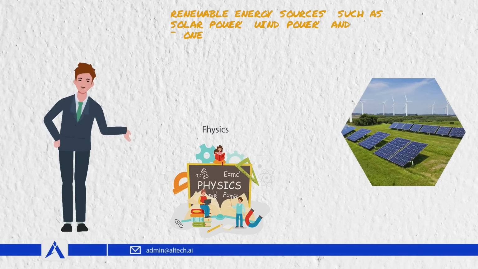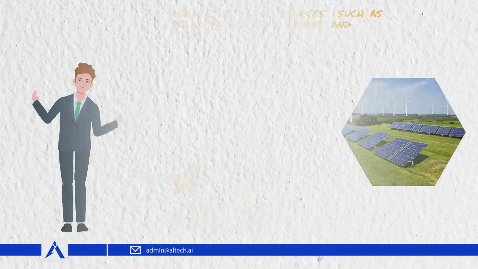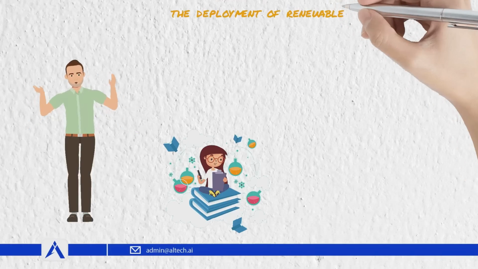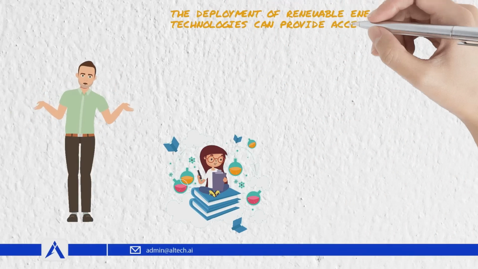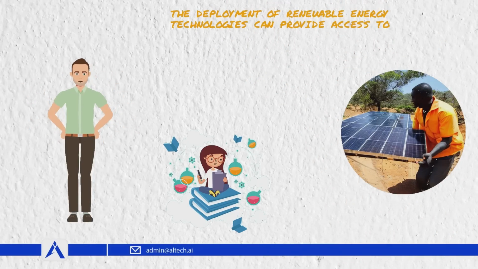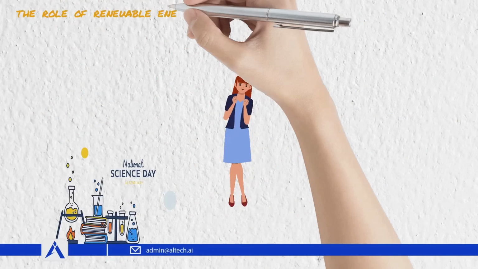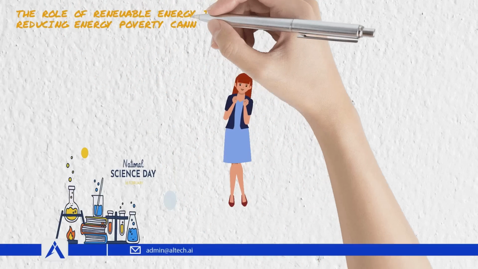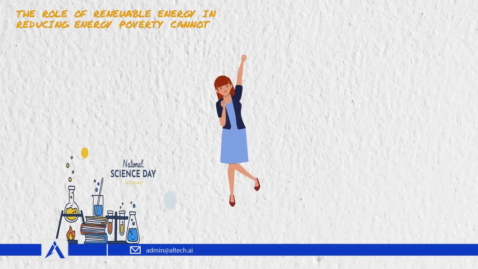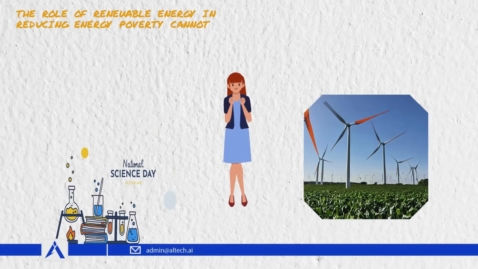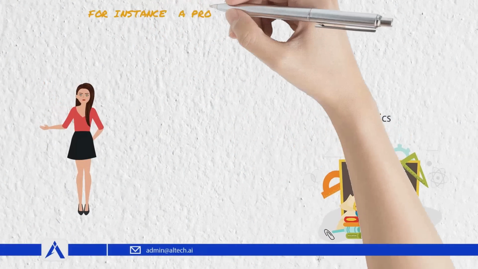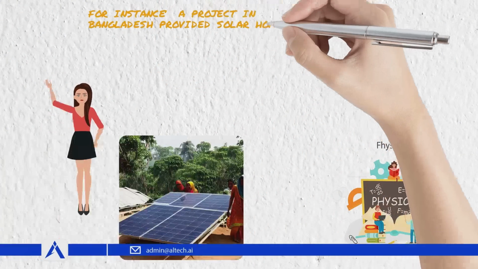Renewable energy sources, such as solar power, wind power, and geothermal energy, offer a sustainable alternative to traditional fossil fuel-based energy production. They are abundant, inexhaustible, and environmentally friendly. The deployment of renewable energy technologies can provide access to electricity to off-grid communities and households. Additionally, it offers an opportunity for developing nations to leapfrog traditional fossil fuel energy infrastructure in favor of sustainable and cost-effective renewable energy sources. The role of renewable energy in reducing energy poverty cannot be overstated.